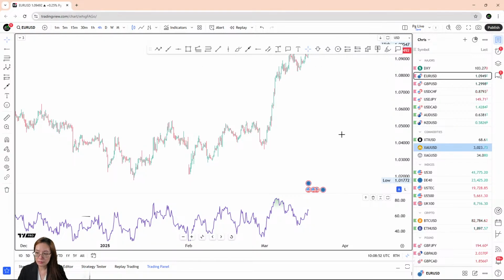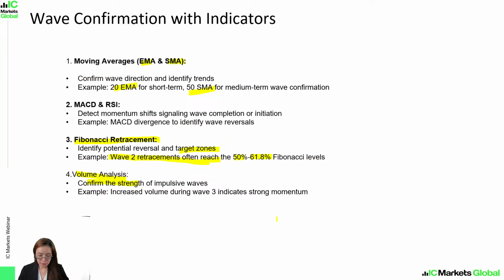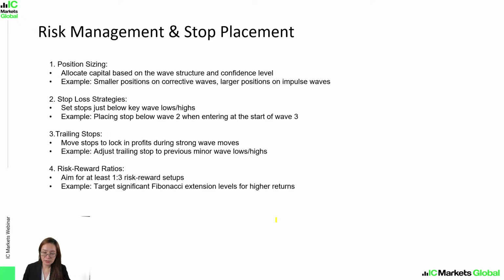Okay, and now let me finish the slide. Okay, so for risk management and stop placement, you use position sizing. You can allocate the money based on the wave structure and confidence level. For example, you should use a smaller position on a corrective wave, right, and a larger position on an impulse wave. Why? Because with the impulse wave, we trade following the trend, right? For the pullback, which is a corrective wave, you use a smaller position. And then after that the impulse, you can use the larger position.